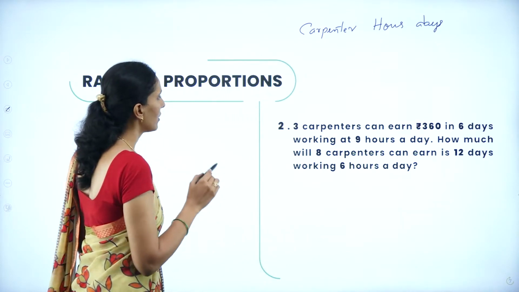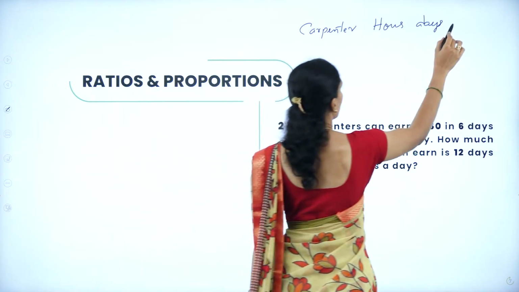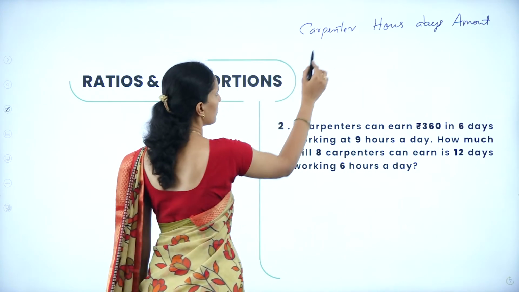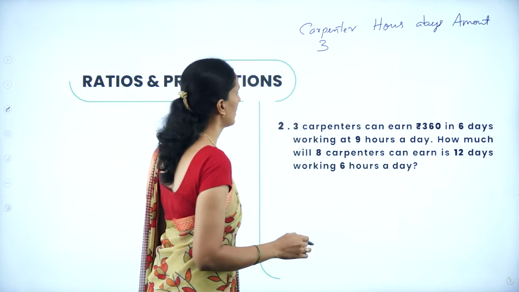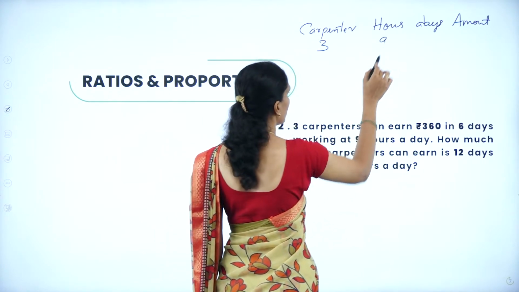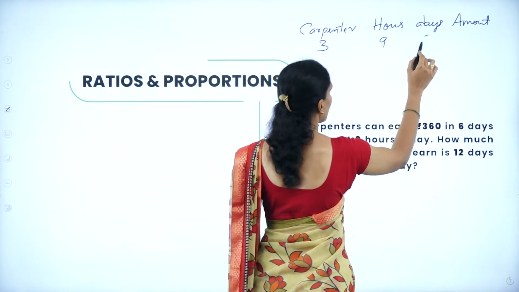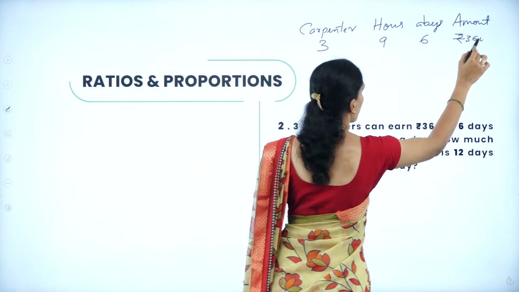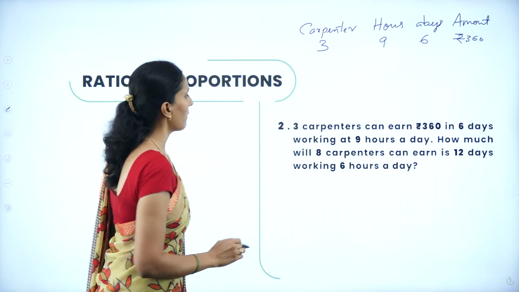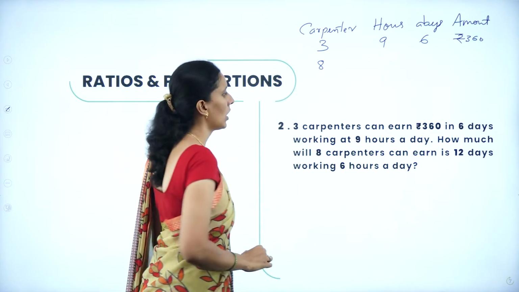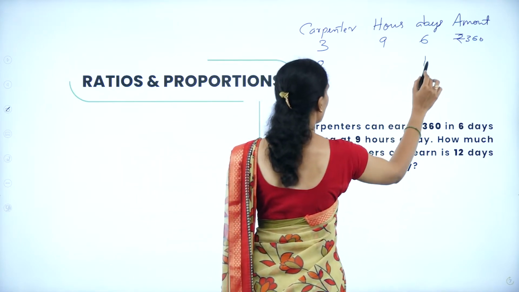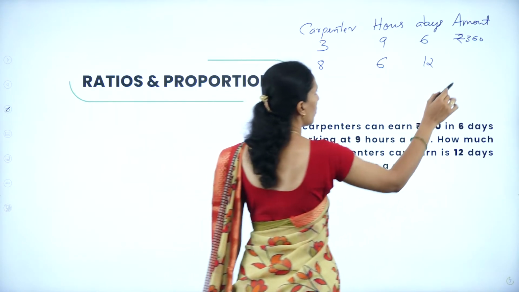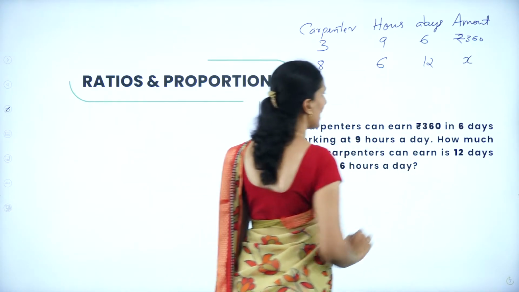So I have 3 and amount here. I have 3 carpenters working for 9 hours in 6 days, and they'll get the amount of rupees 360. Similarly, I have 8 carpenters working for 12 days for 6 hours. I don't know how much they'll earn. Let me take it as x.